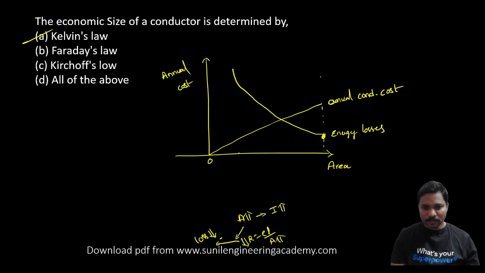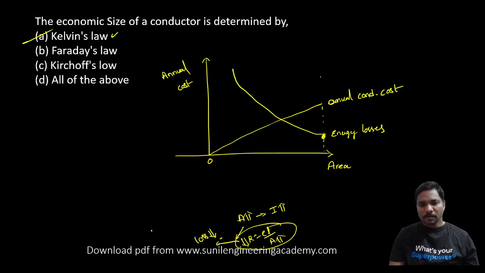Area is less, more losses. Area is more, less losses. All of you clear? So R is equal to rho L by A. So that means, based upon Kelvin's law, we need to take the conductor area, cost and energy losses all into consideration.